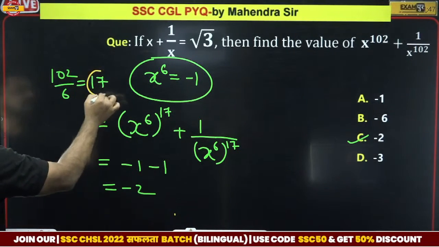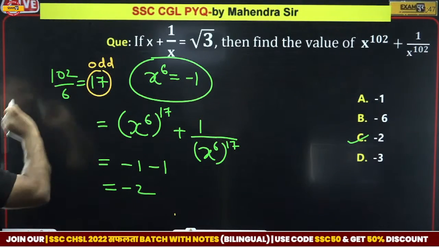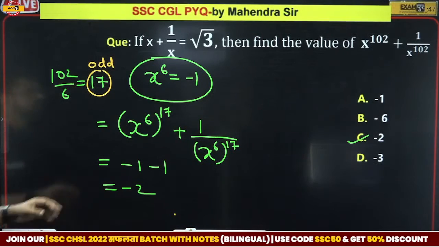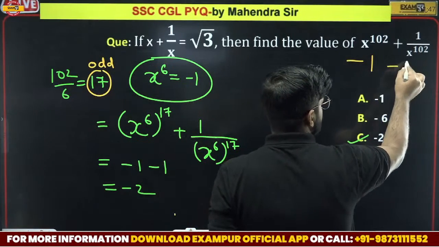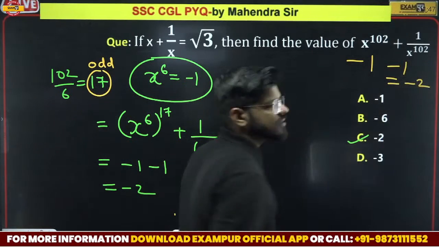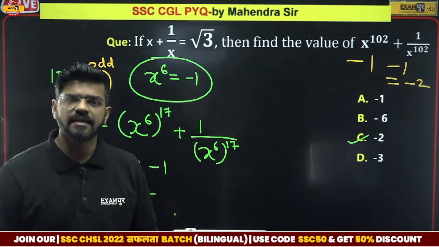And if you are getting an odd number here, that means whatever the number is, you will get minus 1 directly, and you will get minus 2 as the answer. You don't have to break it in this way. You can directly say that it is minus 1.